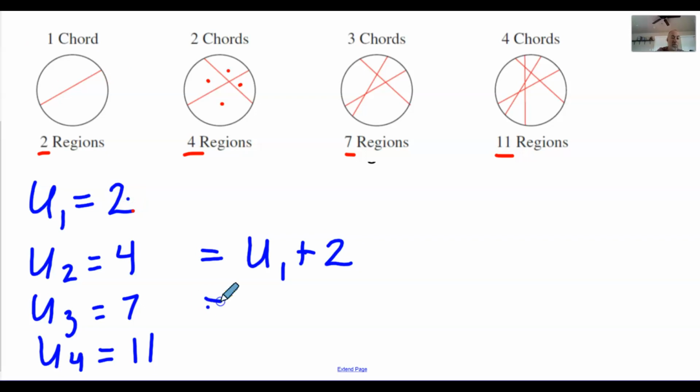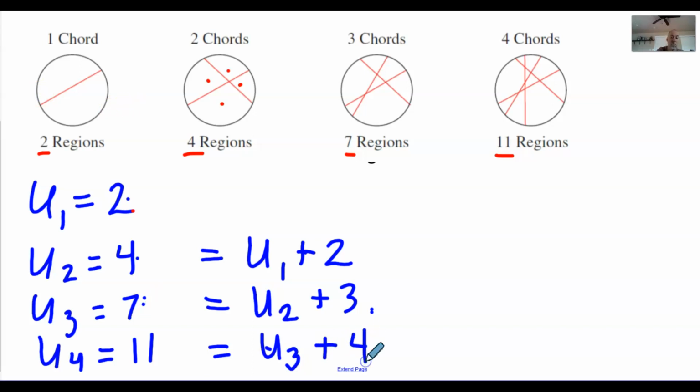To get the third term, you take the one previous to it, U2, and add something. To get from 4 to 7, you have to add 3. To get the fourth term, you'd use the third term, which is 7, and add something to it. 7 plus something equals 11. That something is 4. So the pattern for this recursive sequence is that you can find any term by taking the previous term and adding something to it.